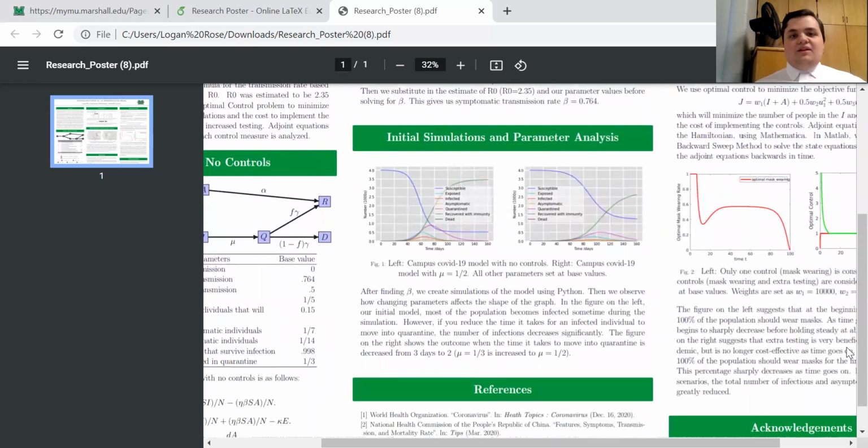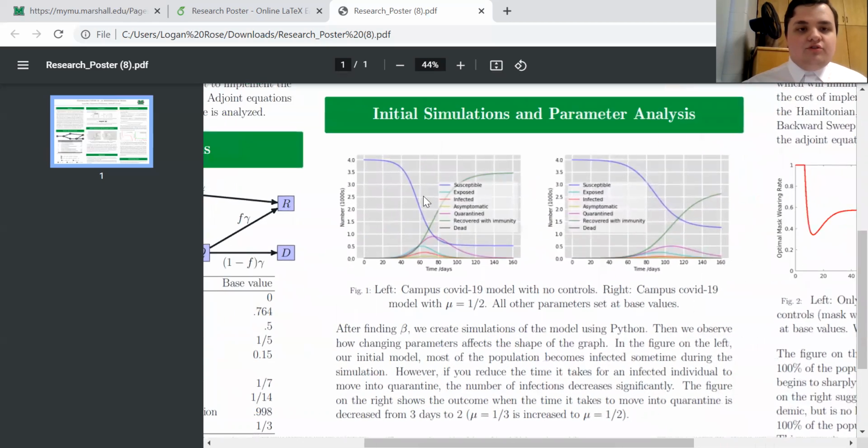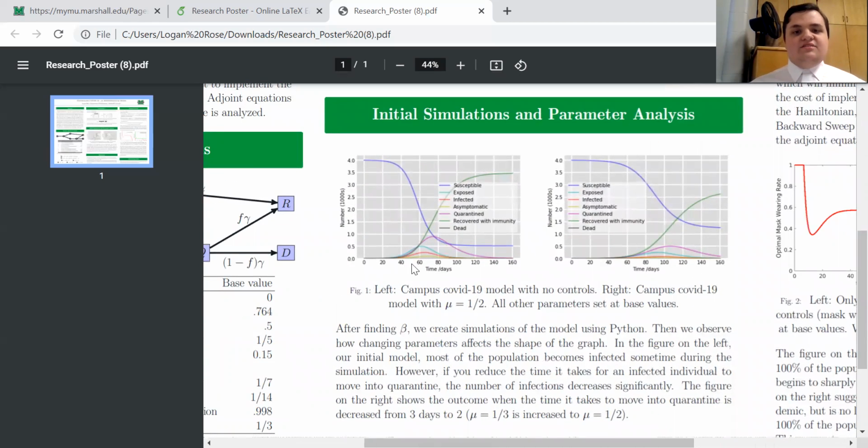So after we calculated beta, we did an initial simulation parameter analysis. We simulated the equations using Python, and then we played around with the parameters a little bit just to see what effect that would have on the graph. So here's the graph with our original parameters. On the x-axis, we have the time in days. On the y-axis, we have the number of people in each class, grouped in the thousands.